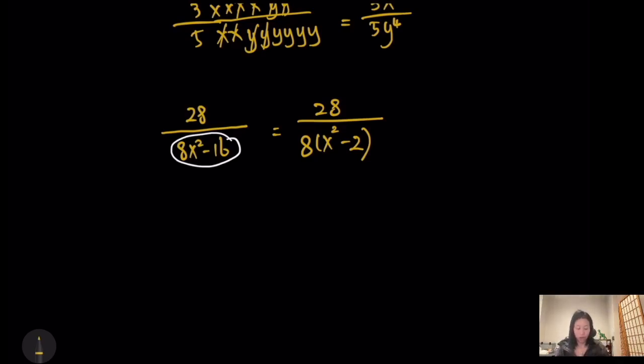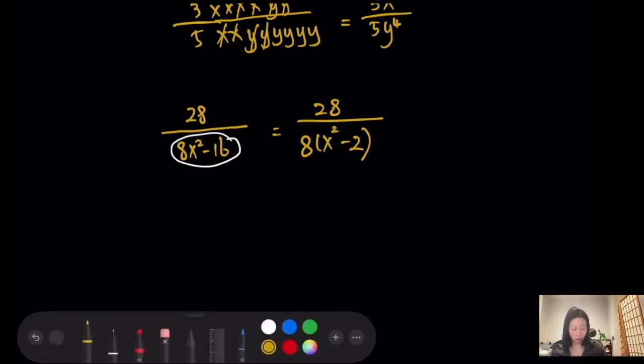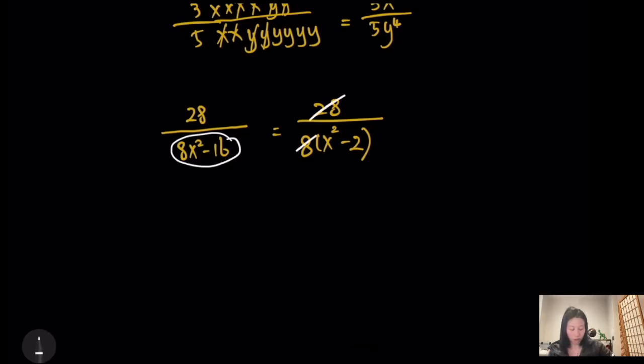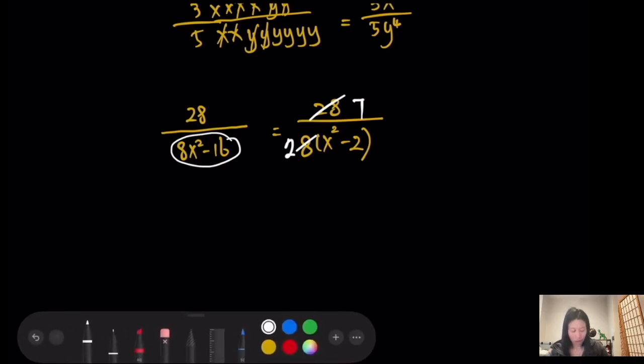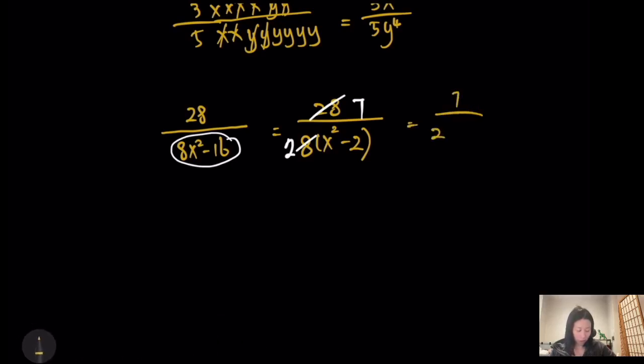Okay, after I factor it, now it might be easier for us to find the common factor. 28 and 8, they can both be divided by the biggest number I can think of, which is 4. If they both are divided by 4, you have a 7 and 2 left. And now they're relatively prime to each other. So the answer should be 7 over 2 times x squared minus 2.